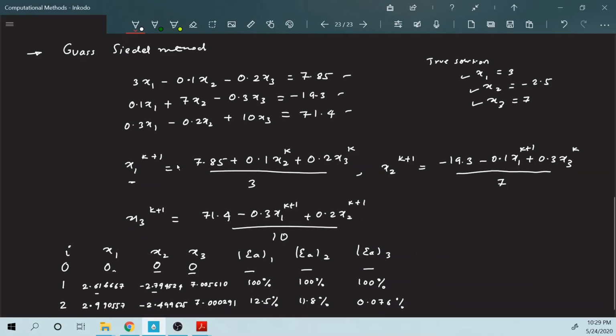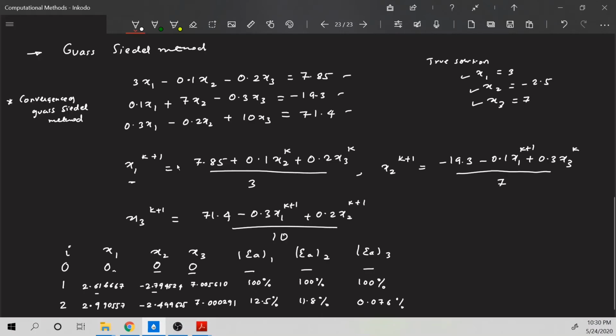Now one more thing, let us talk about the convergence of Gauss Seidel method. If I shuffle these equations, like if I make the first equation second and the second equation third, the whole Gauss Seidel method will get disturbed. That means you cannot guarantee convergence.